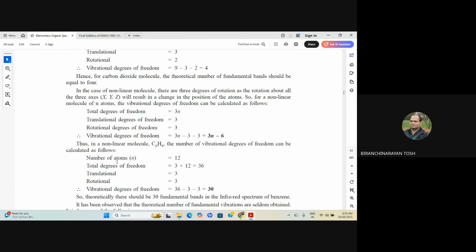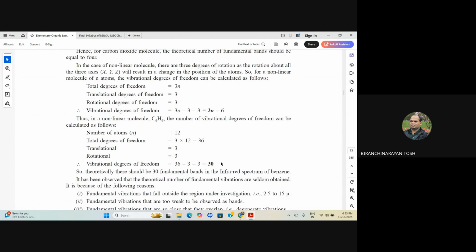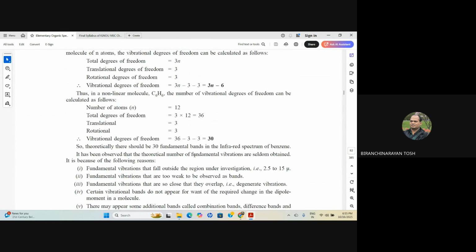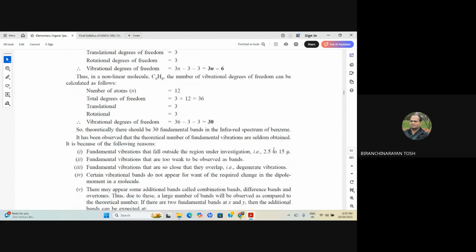So like this, you have to find out how many vibrational degrees of freedom there will be for benzene. Benzene contains 12 atoms, so total 36. 36 minus 6, so 30 fundamental vibrations will be there. Theoretically, there should be 30 fundamental vibration bands in the infrared spectrum of benzene. But it is not observed. Why? Because some will intermix with each other.